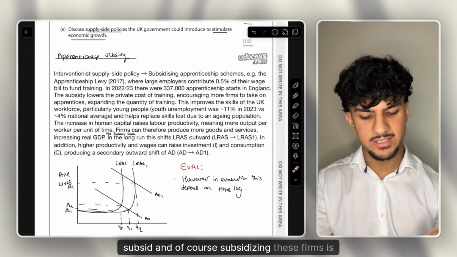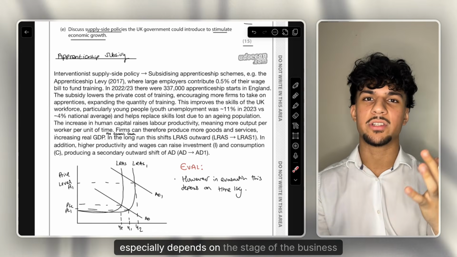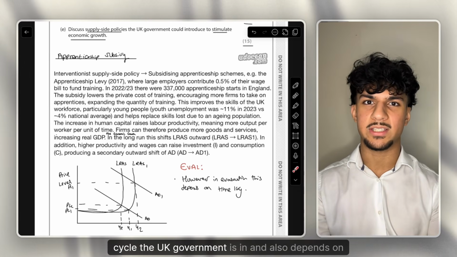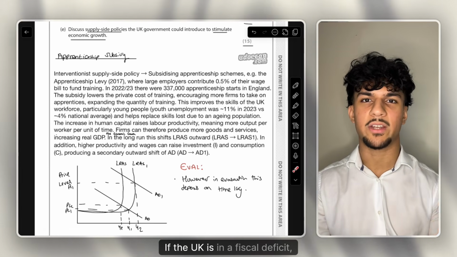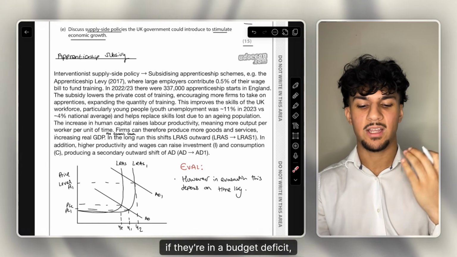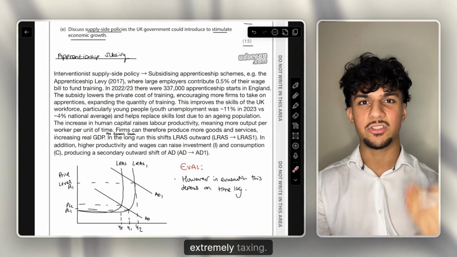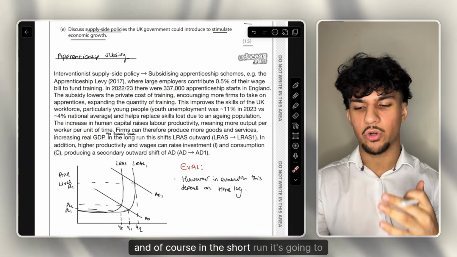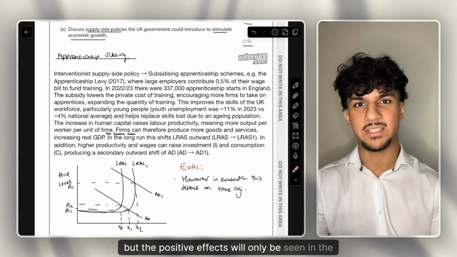And of course, subsidising these firms is going to be quite costly for the government, and it especially depends on the stage of the business cycle the UK government is in, and also on how the government's fiscal balances are. If the UK is in a fiscal deficit, a budget deficit, subsidising these firms, providing the supply side policy, is going to be extremely taxing. And of course, in the short run, it's going to worsen the fiscal deficit, but the positive effects will only be seen in the long run.